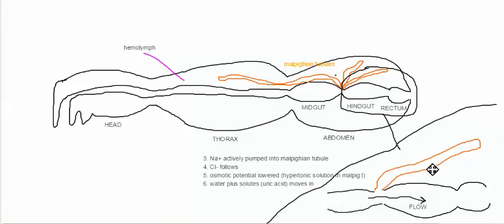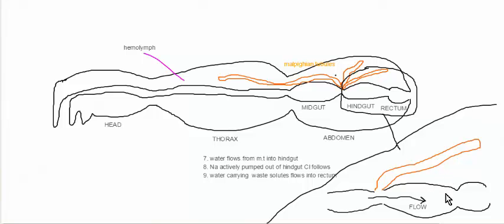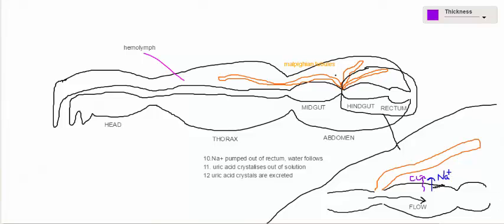Sodium is then actively pumped into the malpighian tubule. Chlorine follows, creating a hypertonic solution inside the tubule, and therefore water will flow. So water starts to flow through the tubule back down into the hindgut and creates a bit of a circulation of that solute. In order to reabsorb water, to prevent water flowing out through the rectum, sodium is pumped out again in the rectum and uric acid is left.